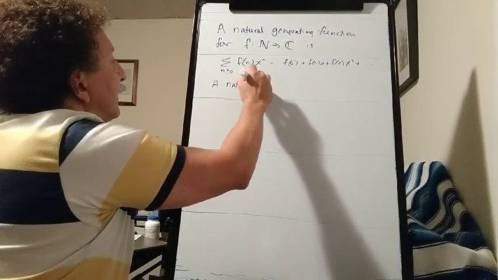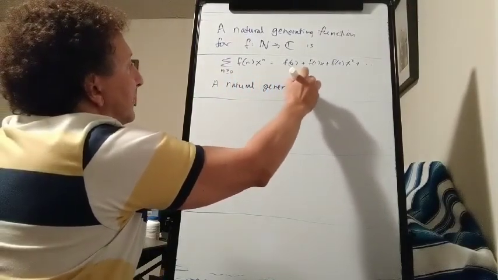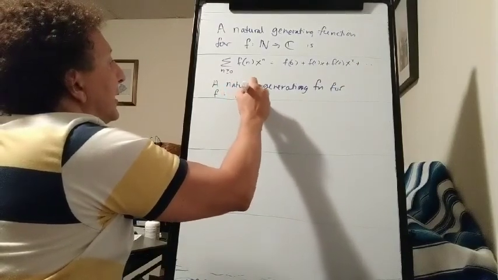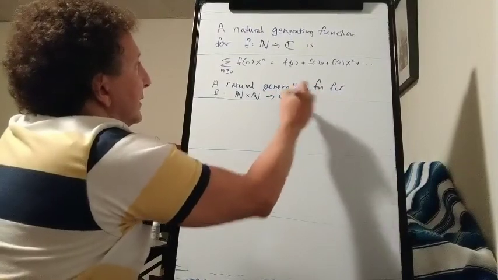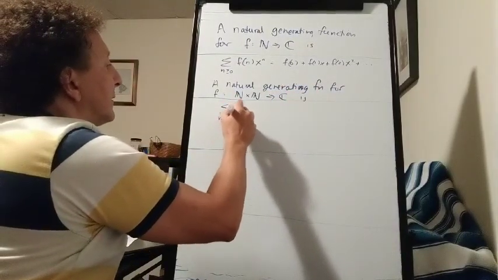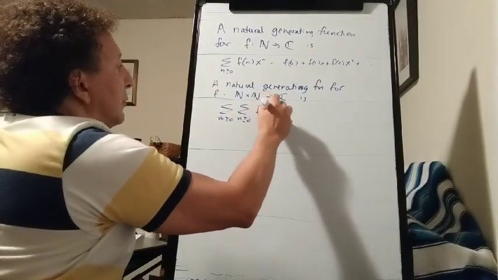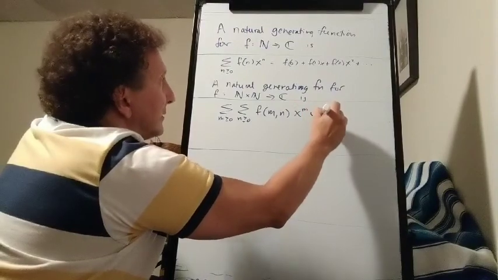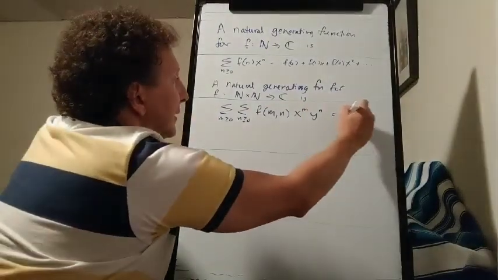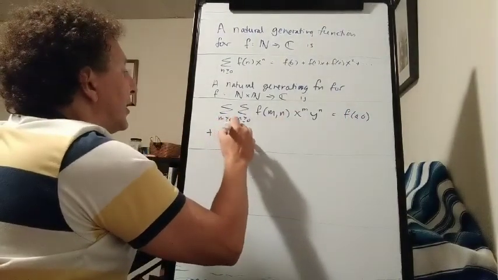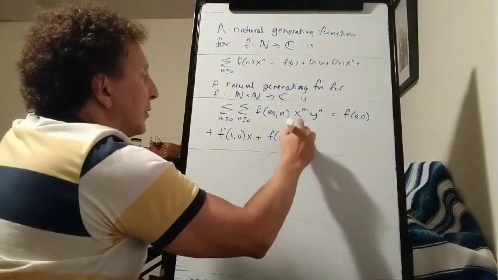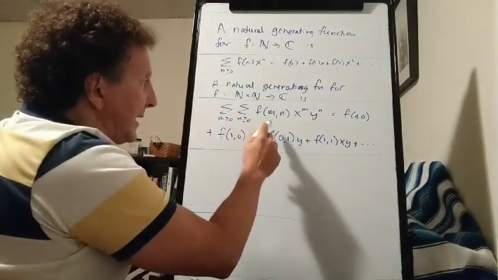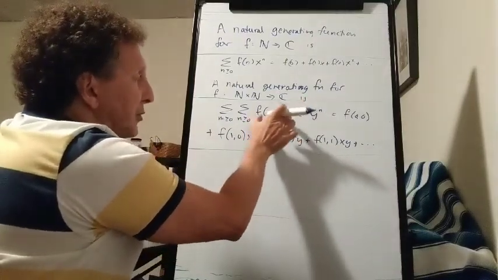Similarly, a natural generating function for a function f from N cross N to the complex numbers, or really anywhere, is: we want to record f of m, n somewhere, so why don't we put it next to x to the m, y to the n. So this will be f of 0, 0 plus f of 1, 0 x plus f of 0, 1 y plus f of 1, 1 xy, etc. We put f of m, n next to x to the m, y to the n, just as a place to hold this value.